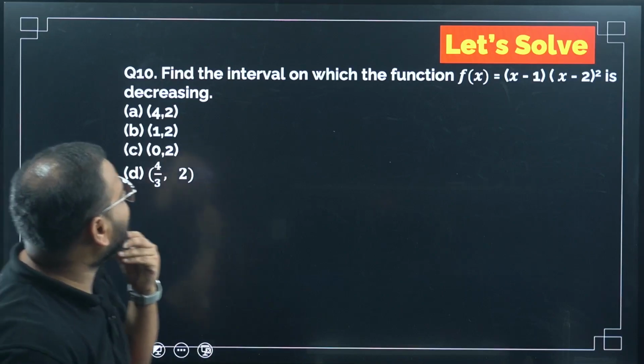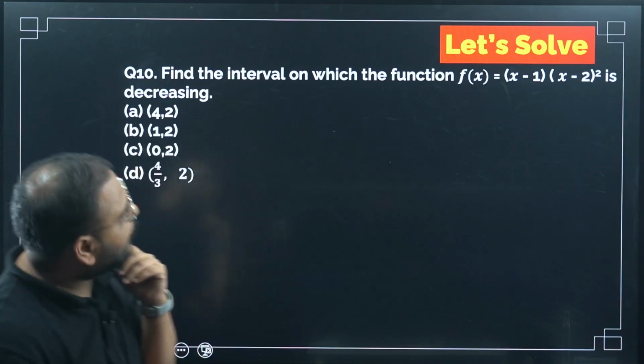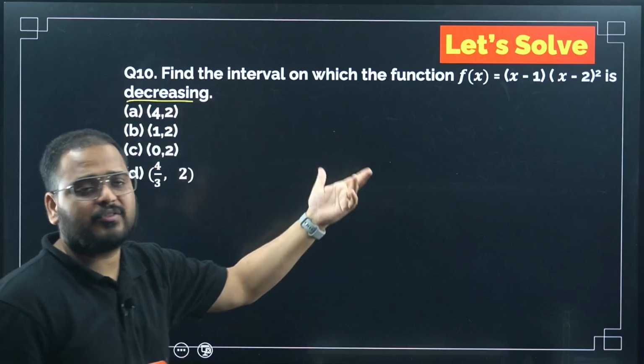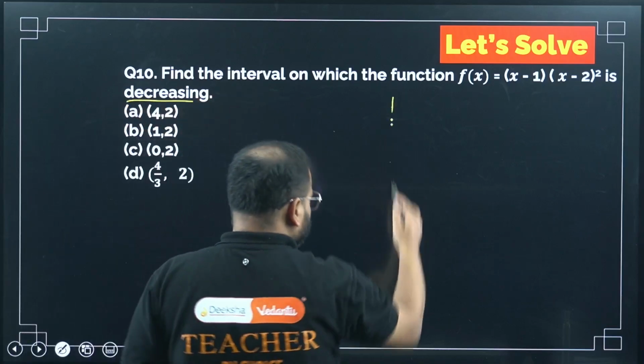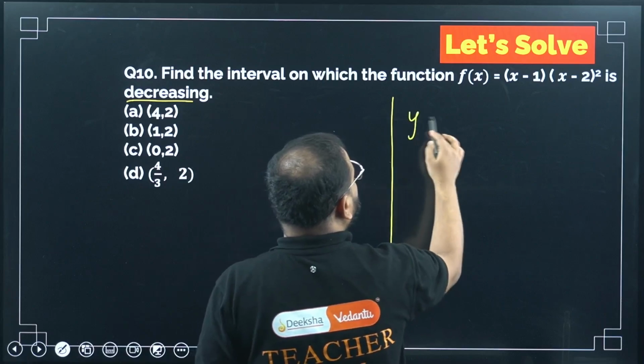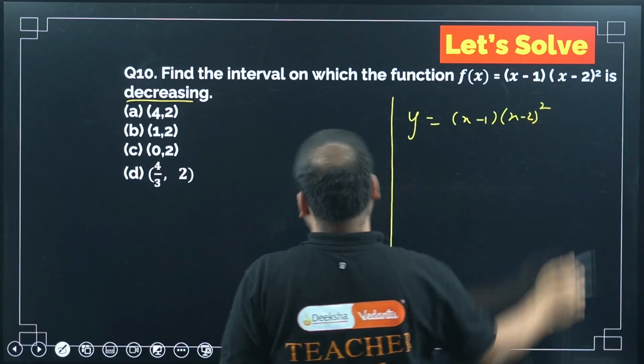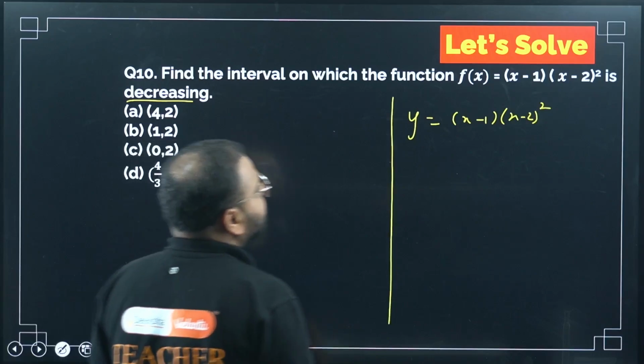Find the interval on which the function f(x) is decreasing. How will we solve this? Same approach, very same approach. y equals (x minus 1)(x minus 2) the whole square. How will I solve this?